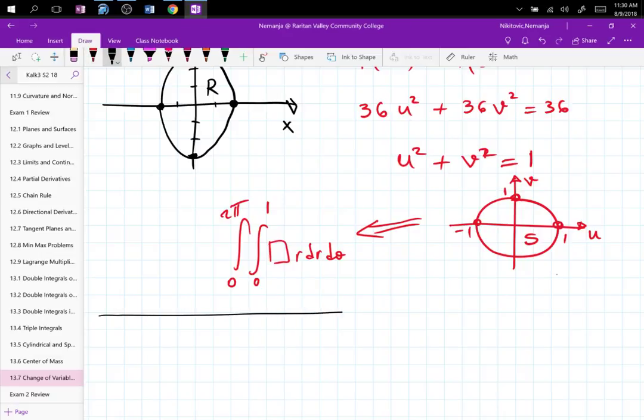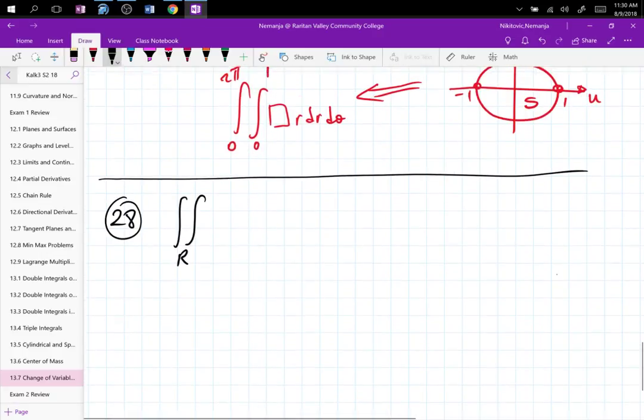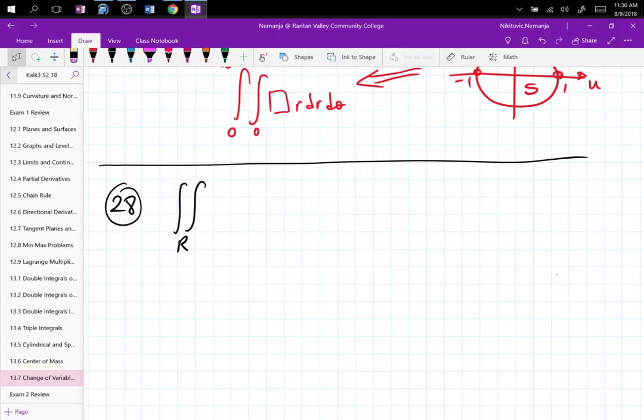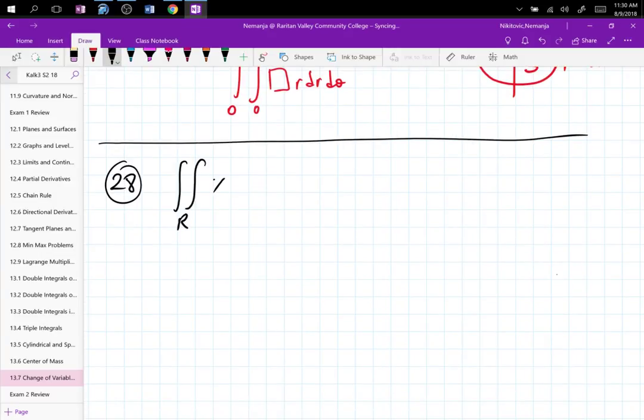This was way too short, so let's pick another one. 27 through 29. 28 it is. Double integral over region R. Now we'll come back to compute these actually, because we still have to transform the function. We still have to transform the dy dx part at the end. So we're not done, not even close. But at least we are working with regions.